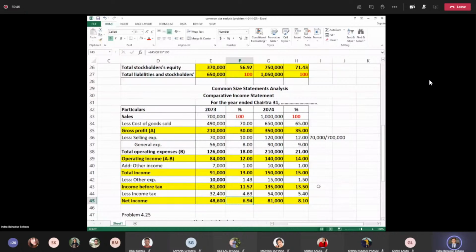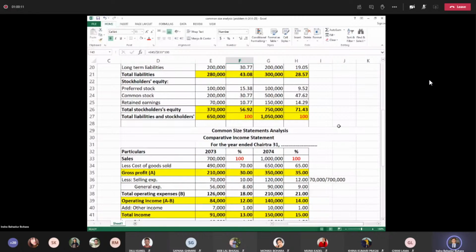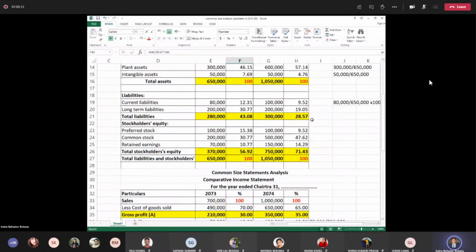So lastly, you should analyze, and in the examination you read the questions. Don't just calculate the percentage only, or show the common size statement table only. You must evaluate the overall performance of the company. Here each and every component shows better symptoms for the company. Therefore the overall position, profitability position and financial position of the company is better.